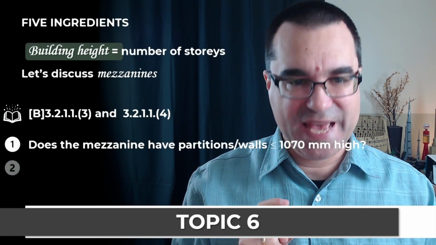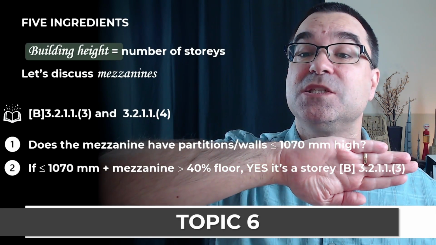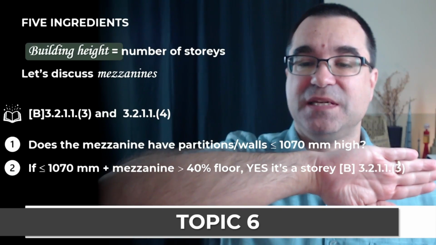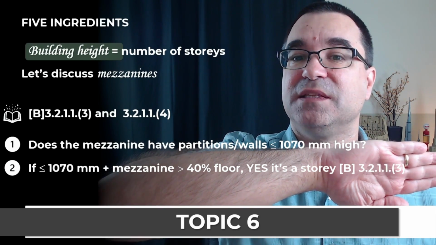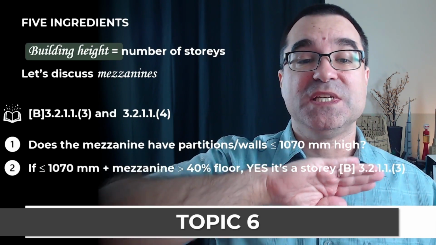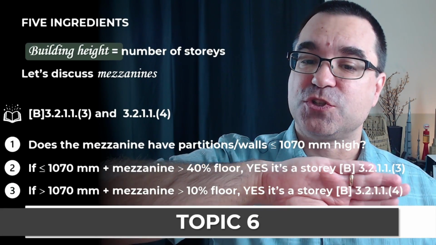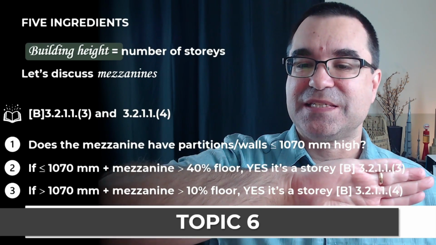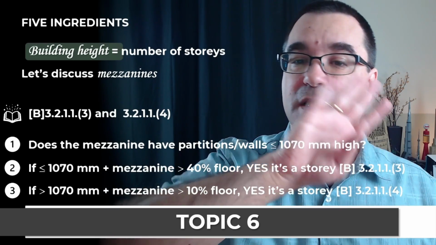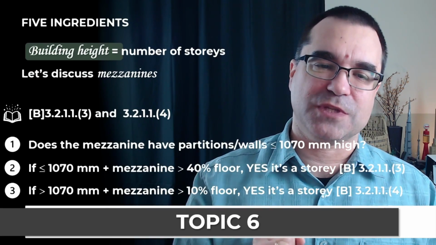If the answer is yes, and that mezzanine has an area that's more than 40% of the floor below, yes, that mezzanine is considered a story according to sentence 3.2.1.13. If the answer is no, and the mezzanine has an area that's more than 10% of the floor below, yes, it's considered a story according to sentence 3.2.1.14. In all other cases, it's not considered a story.